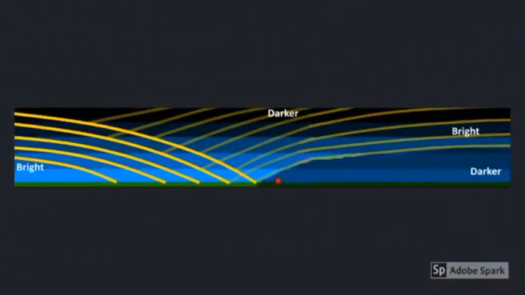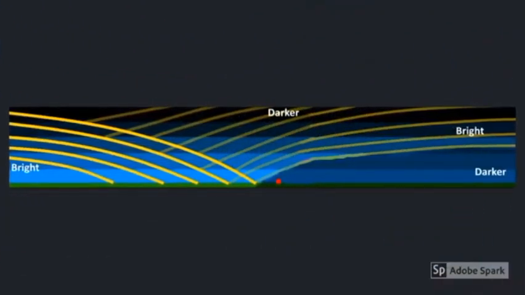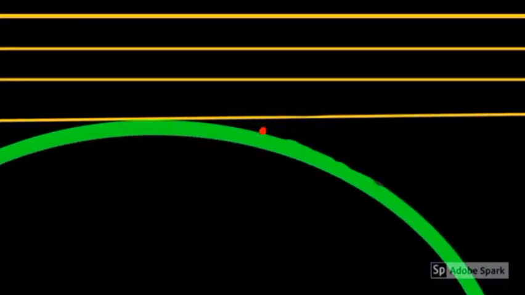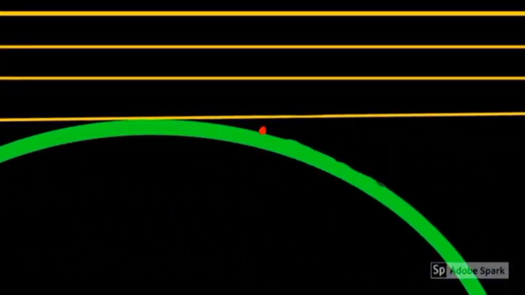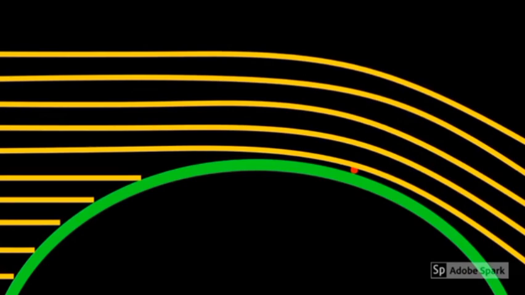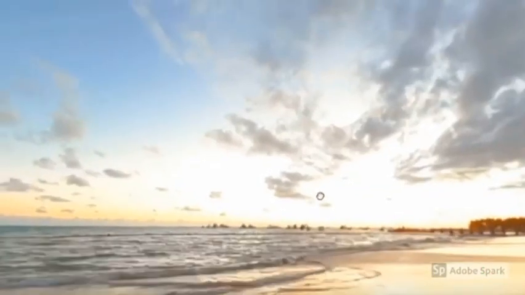Exactly what we saw in real life. It works perfectly on a flat Earth, but it doesn't work on a globe. Not without putting our observer in direct sunlight. Go see it for yourself.